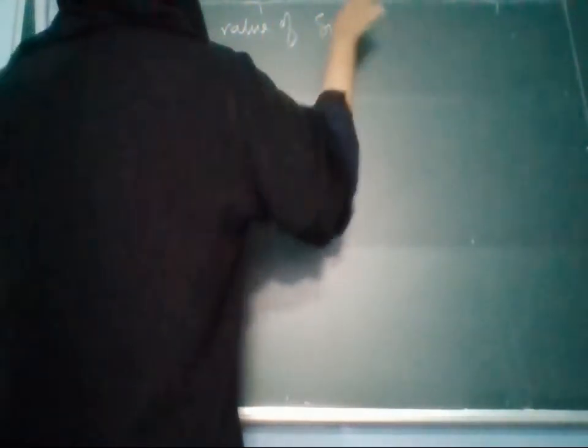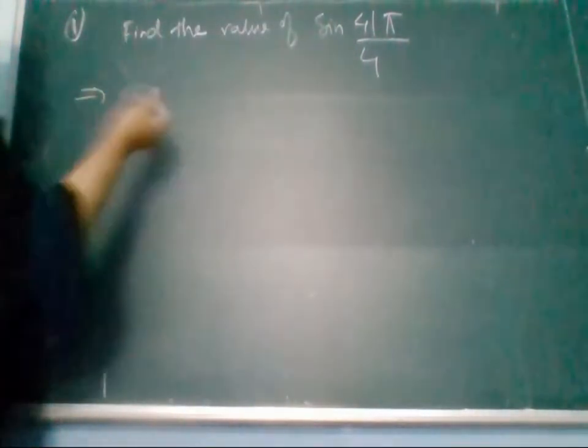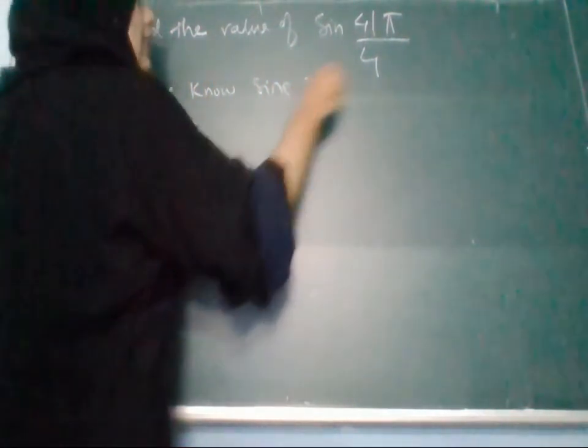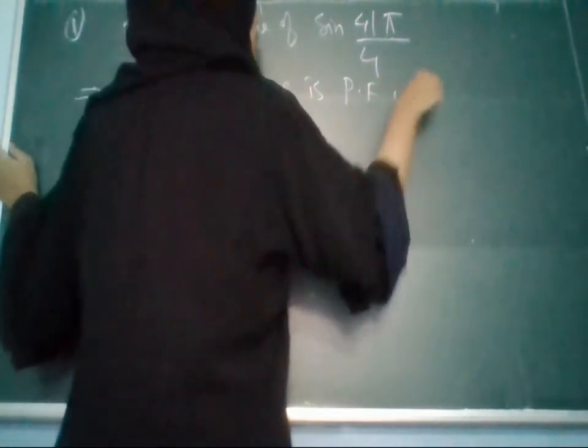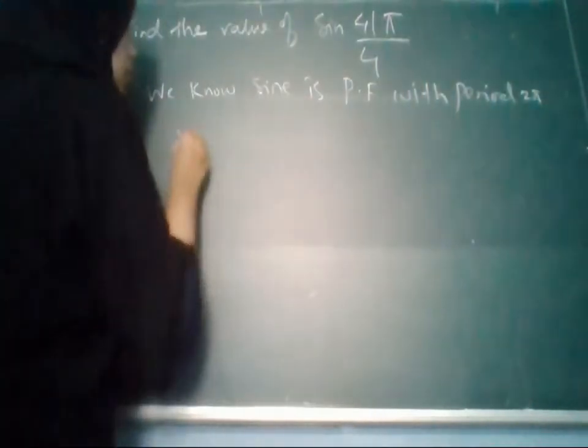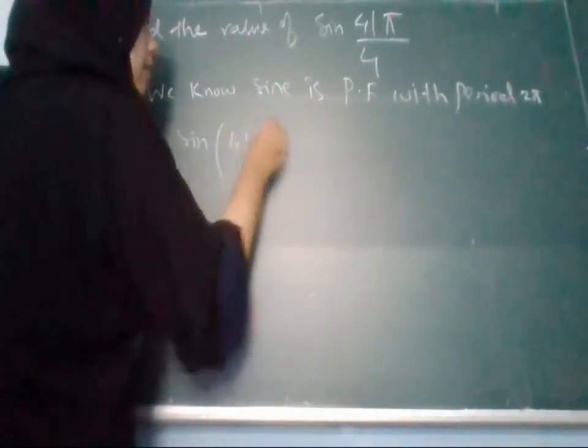Find the value of sine of 41 pi upon 4. So you have to find the value of sine 41 pi upon 4. As we know, you have to write the solution. We know sine is a periodic function with a period 2 pi. Right? So sine of 41 pi upon 4.